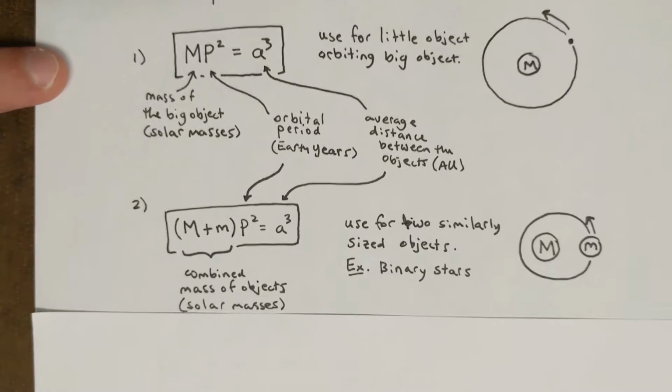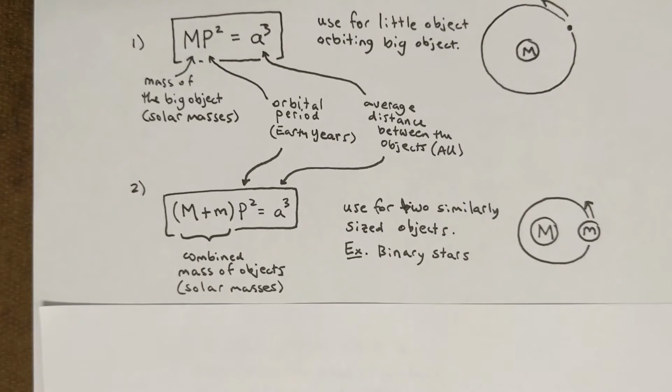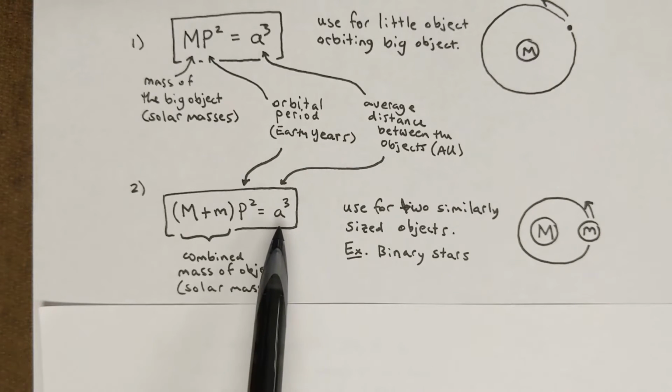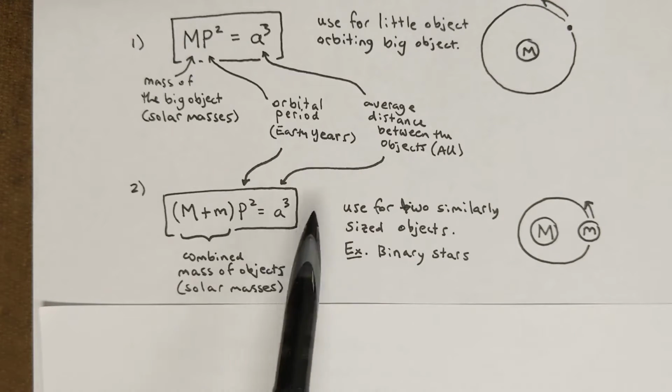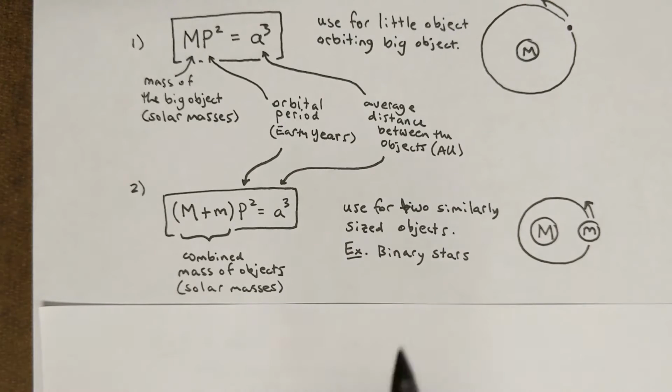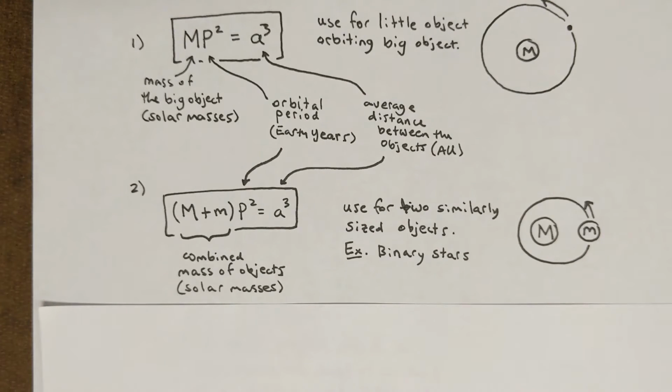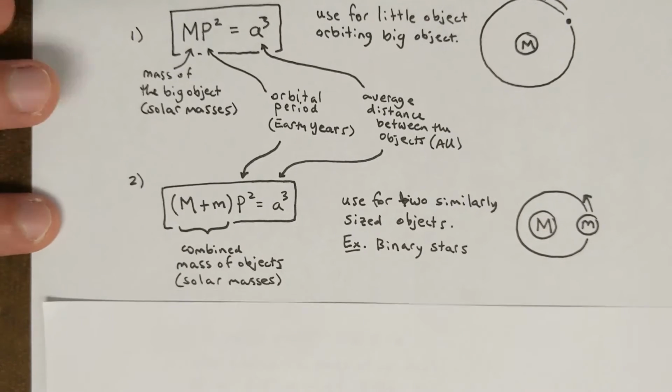First, let's introduce another version of Kepler's third law. This one is for two objects that are similar in size. So, for example, two stars in a mutual orbit with each other. M plus m is the combined mass of the two objects, again in solar masses. P is the orbital period in Earth years, and a, the semi-major axis of the orbit, or the average distance between the objects, is the same thing. We're going to use astronomical units for a. Okay, so let's take a look at an example.